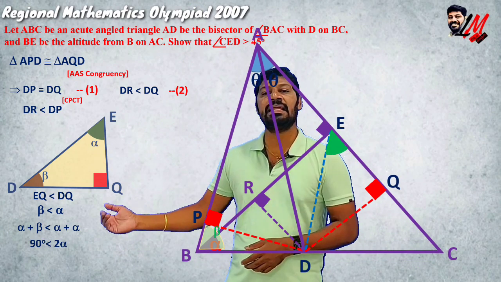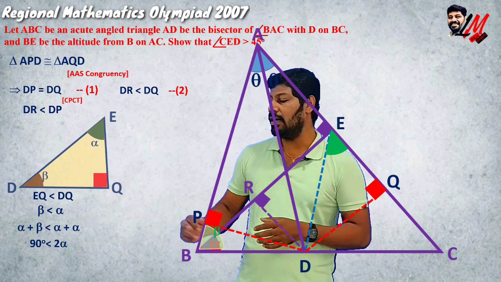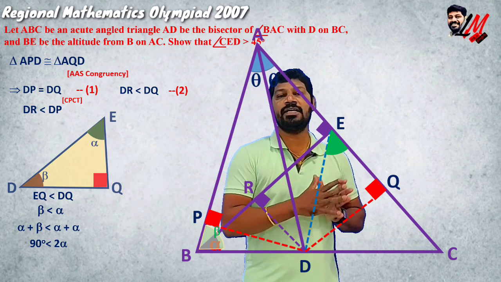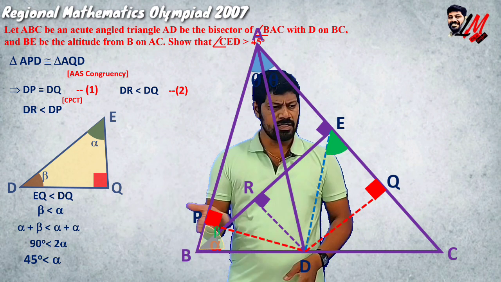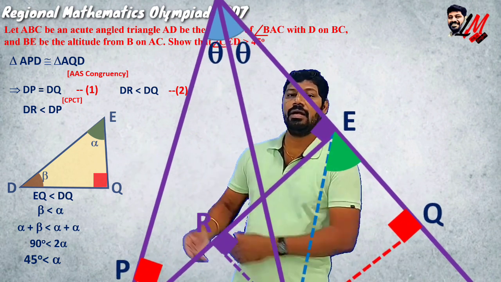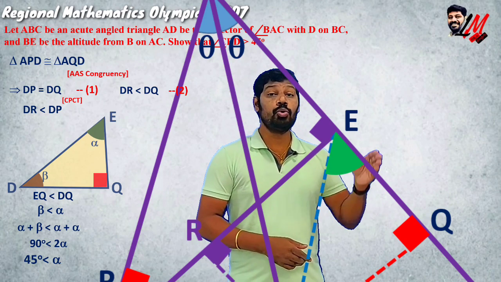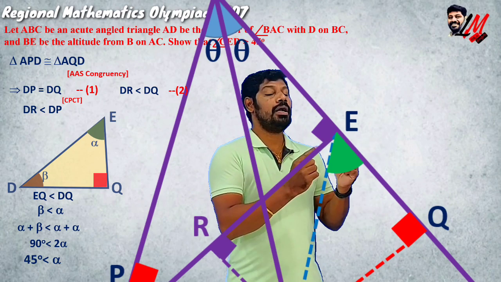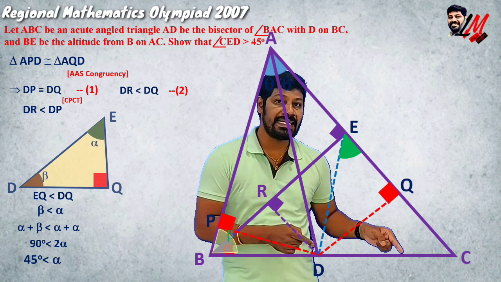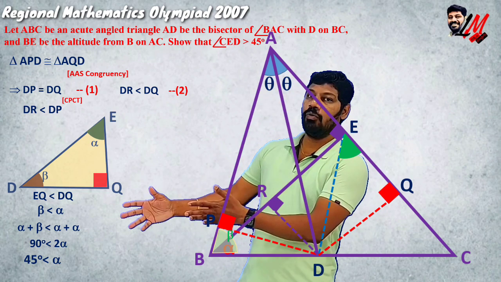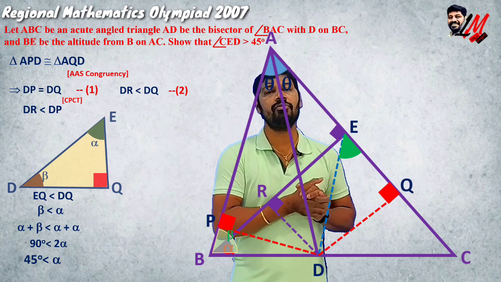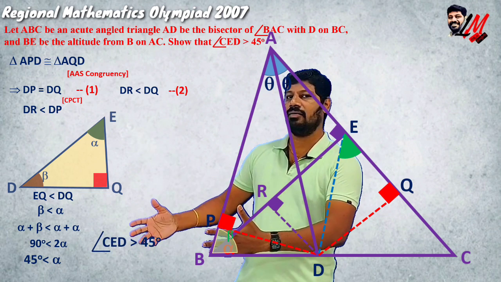So clearly 90 degrees is smaller than 2 alpha. If you transpose, 45 is smaller than alpha, which means alpha is greater than 45. What is alpha here? Angle QED is alpha. Not only angle QED, we can consider angle CED as alpha, which is greater than 45. That's what we are supposed to write. Therefore angle CED is greater than 45.